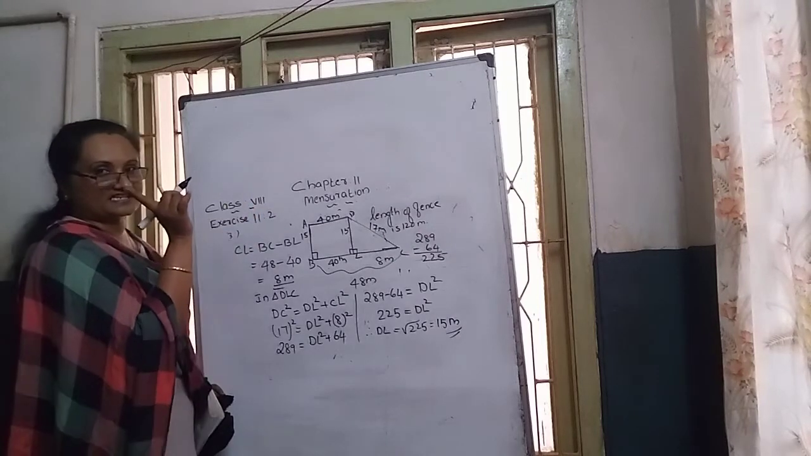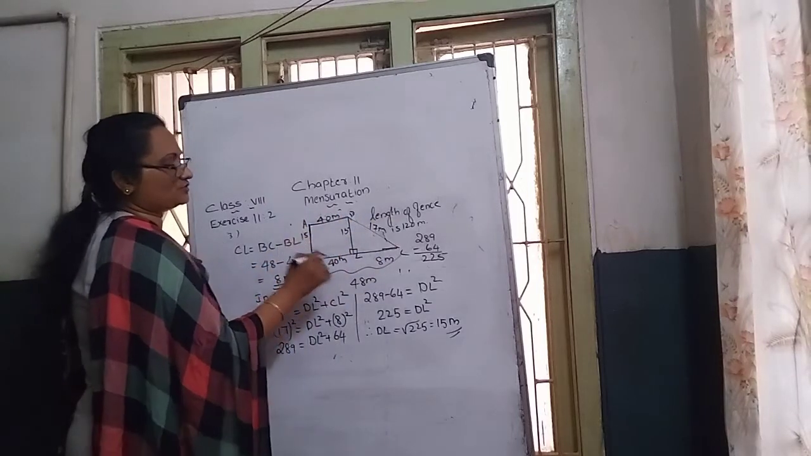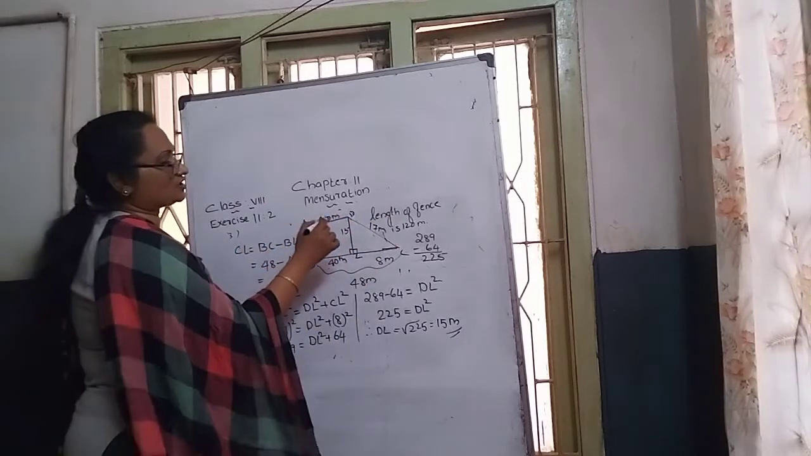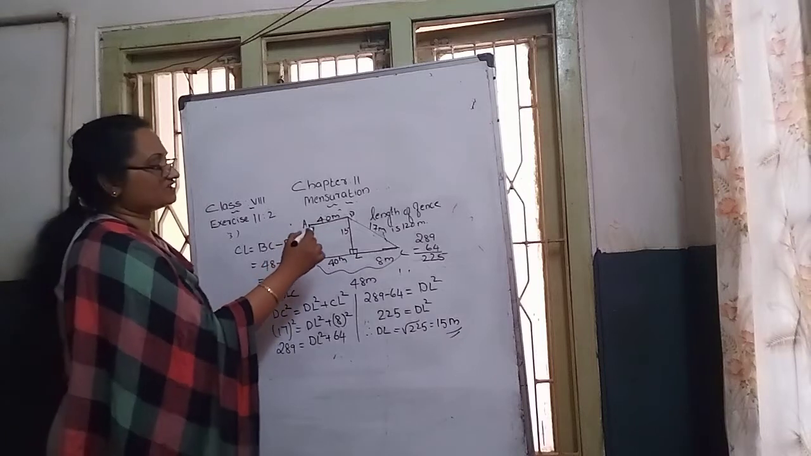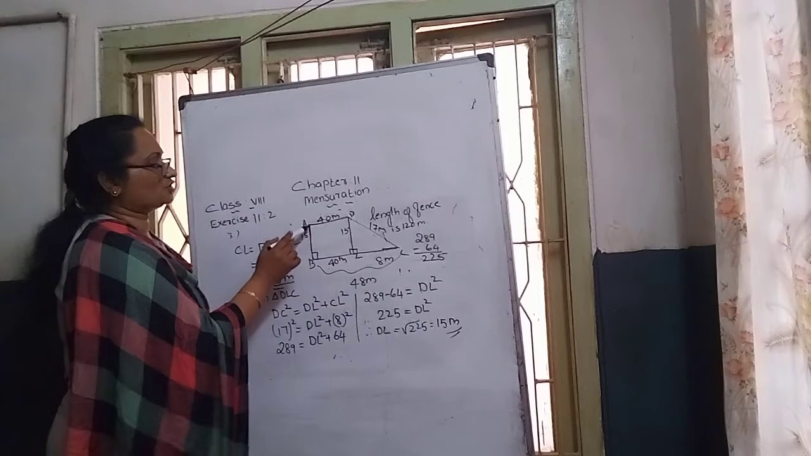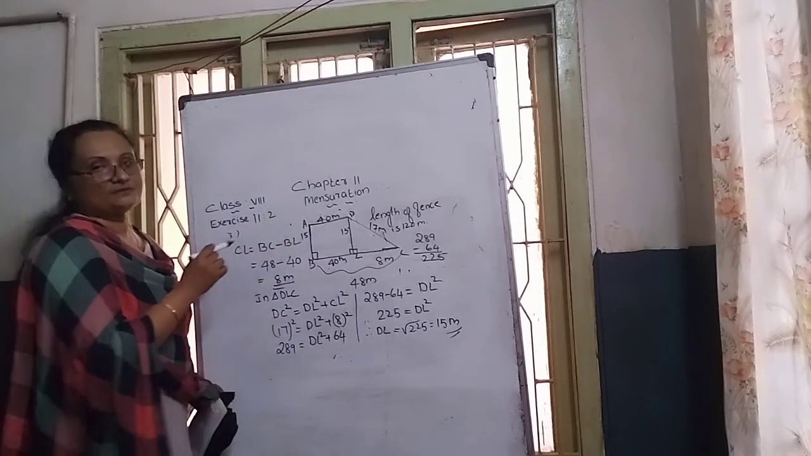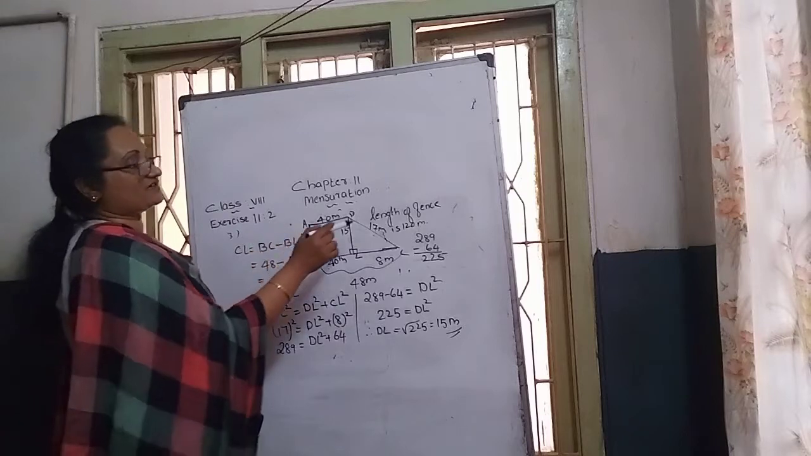The first part, they are asking only to find out the AB side distance. So how much do we have for the AB side? 15. Why? Because opposite sides are equal in the rectangle case. That's why AD and BC represent 40, and AB and DL represent 15 meter. Then our question is not complete.